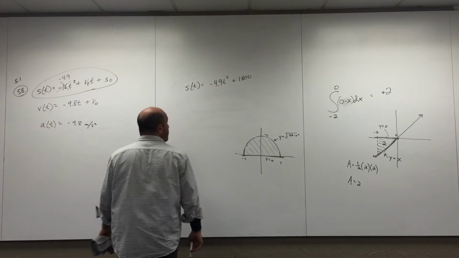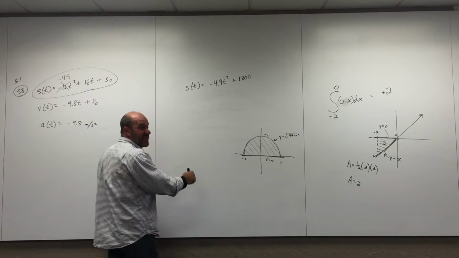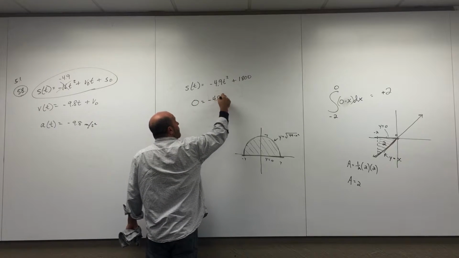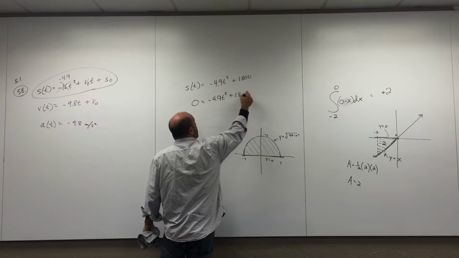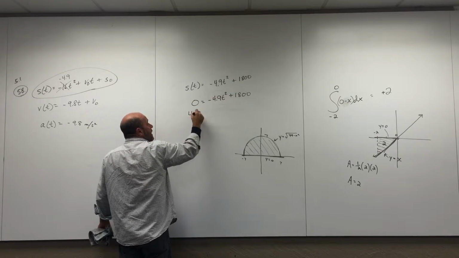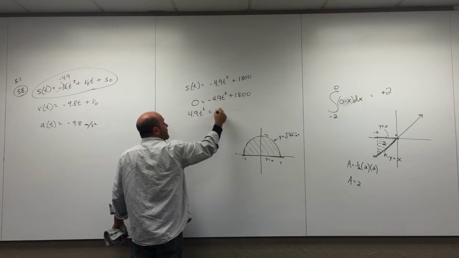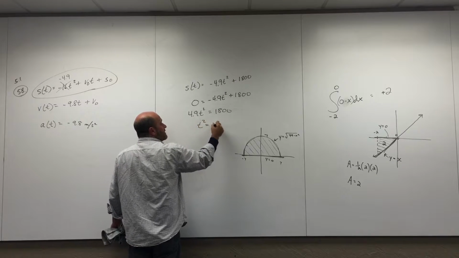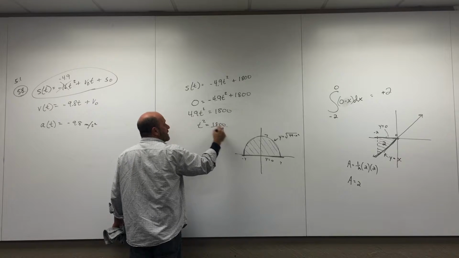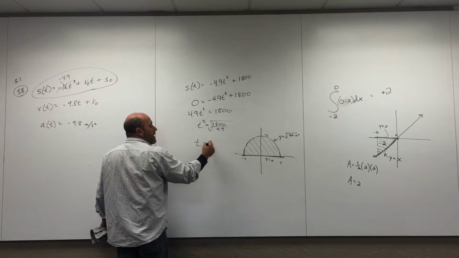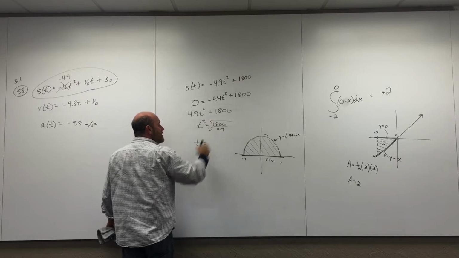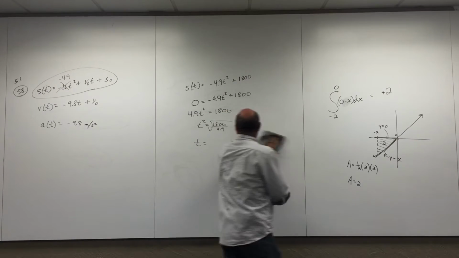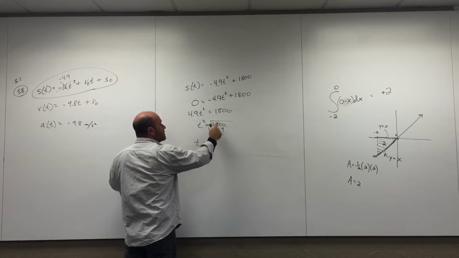So the floor is 0. All right. This is algebra. You move the 1,800. You just do a little algebra here. Divide by 4.9. T squared is 1,800 divided by 4.9. Take the square root. That should be the answer. There's nothing too tricky there. Set it equal to 0. I mean, you could have made a little algebra mistake.